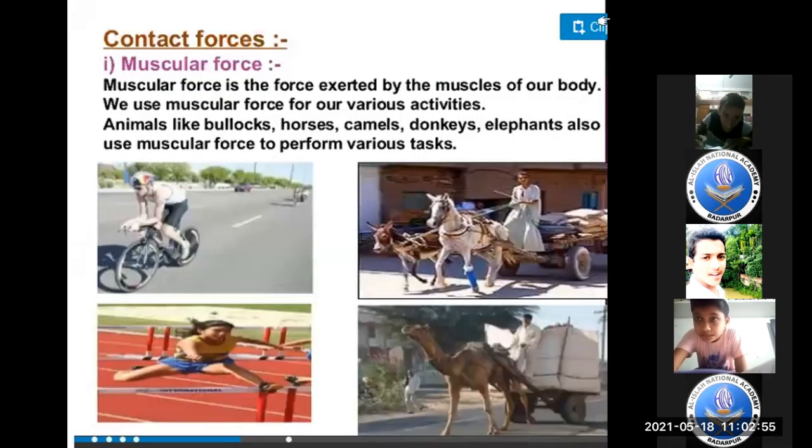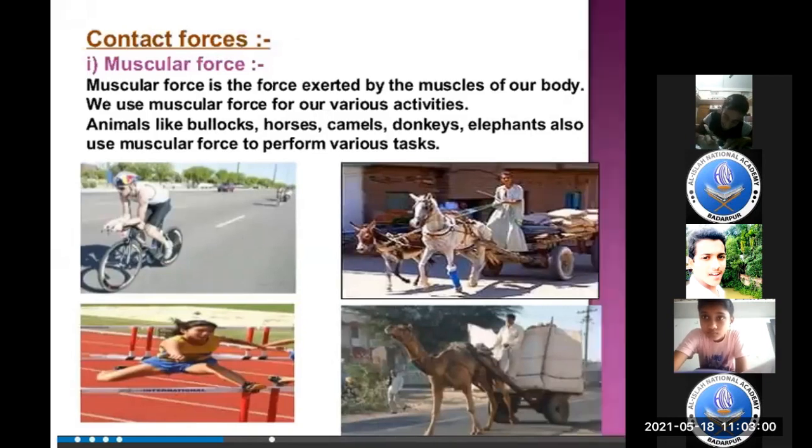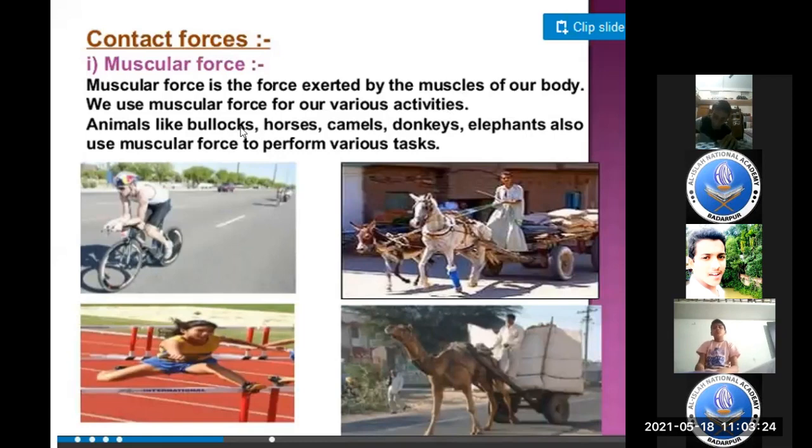Okay, here let's see some examples. Contact force example you can see on your screen. First one is our muscular force. Muscular force is the force exerted by the muscles of our body. In that force we especially use our muscle. We use muscular force for our various activities. Animals like bullocks, horses, camels, donkeys and elephants also use muscular force to perform various tasks.